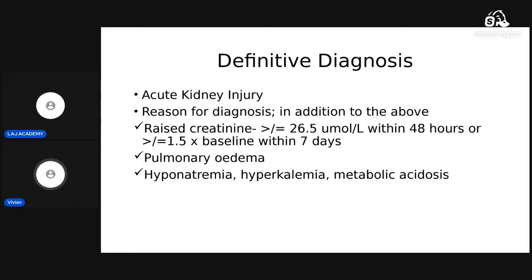So according to the criteria, if she has had a raised creatinine of more than 1.5 times the baseline, being 80 in this woman, within 7 days, or reduced urine output, that would be a definitive diagnosis for acute kidney injury, in addition to the symptoms she presented with, and then the combination of hyponatremia, hyperkalemia, and metabolic acidosis.